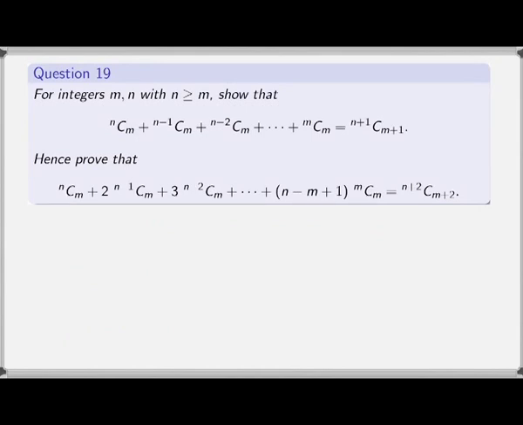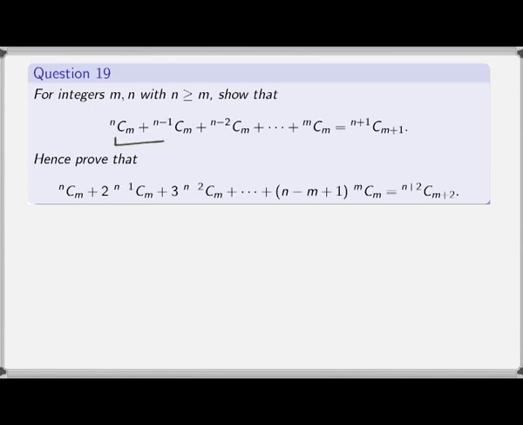We now look at the following question. For integers m and n with n bigger than or equal to m, we want to show that nCm plus n minus 1 Cm plus up to mCm is equal to n plus 1 Cm plus 1. Using that, we shall show nCm plus 2 into n minus 1 Cm plus 3 into n minus 2 Cm plus up to n minus m plus 1 into mCm is equal to n plus 2 Cm plus 2. Let us begin with the first part of the problem.